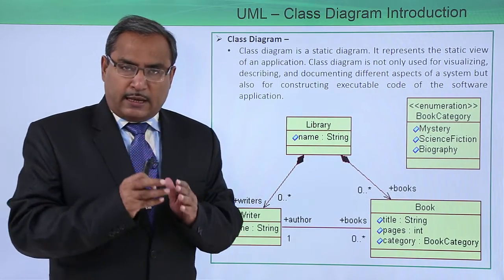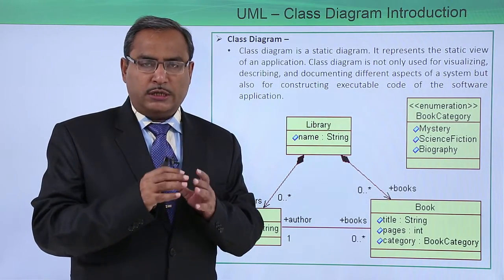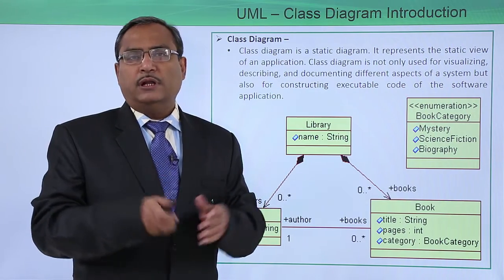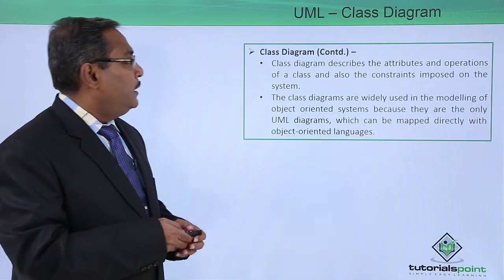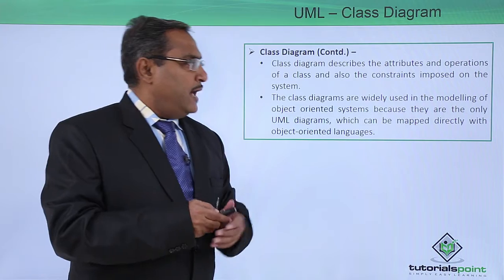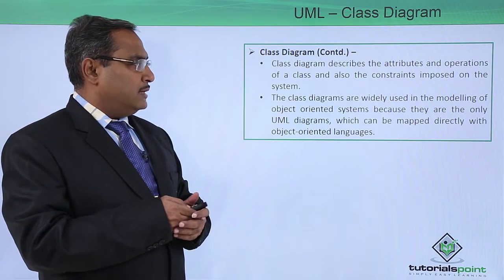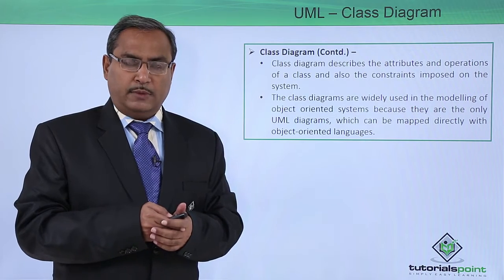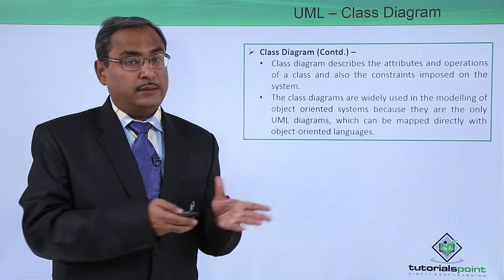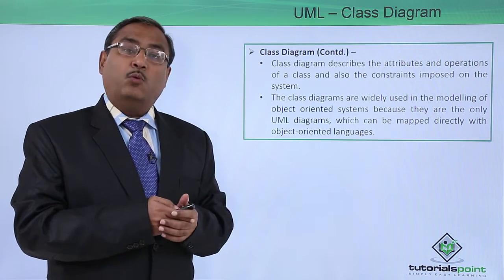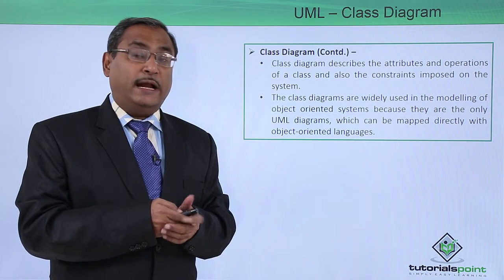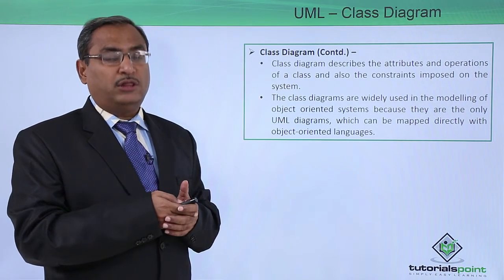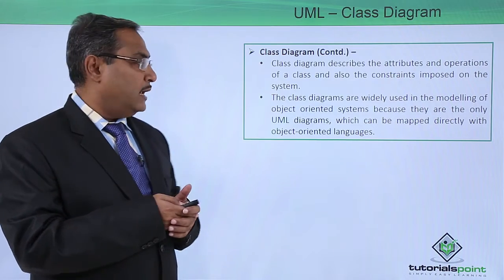This class diagram will help the coder to write the code for software development. A class diagram describes the attributes and operations of a class and also the constraints imposed on the system. That means what are the attributes, the member variables I have discussed, and what are the permitted operations. That will be described in the form of the methods which are included in the class.